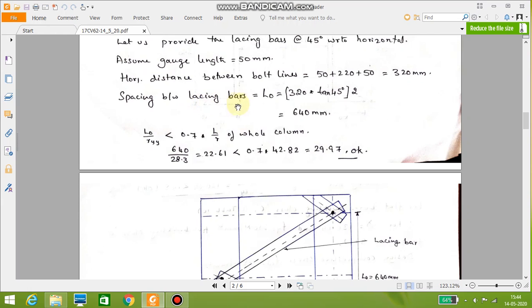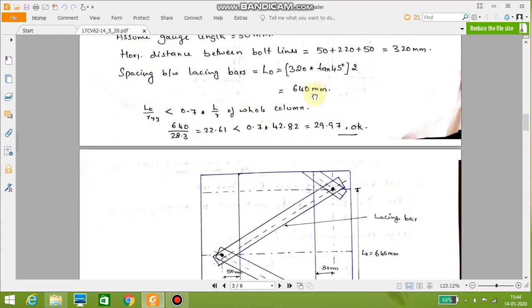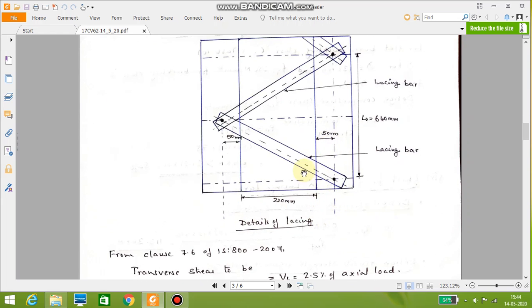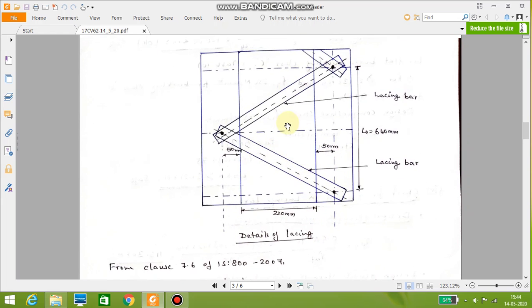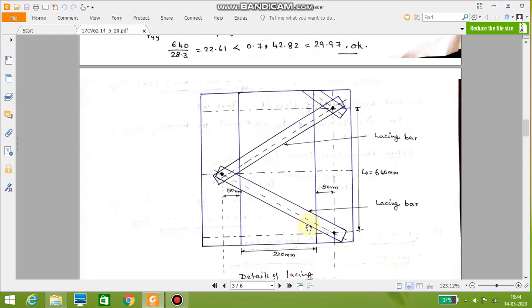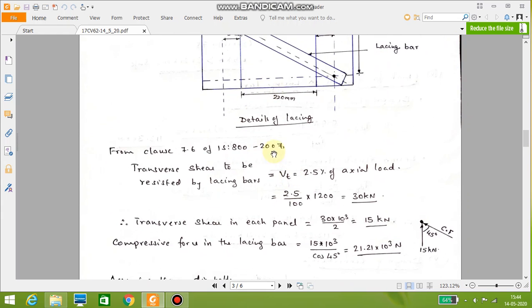Now the spacing between lacing bars L0 equal to 320 into tan 45 into 2, it is 640 mm. So this distance can be easily calculated: 320 into tan 45, this is 1 and this is second, so into 2, so it is 640 mm. Therefore, L0 divided by RYY should be less than 0.7 times L by R of whole column. So we will have that check. According to that check, we get an answer 22.61, which is less than 29.97. It is okay. You can show the detail of lacing.